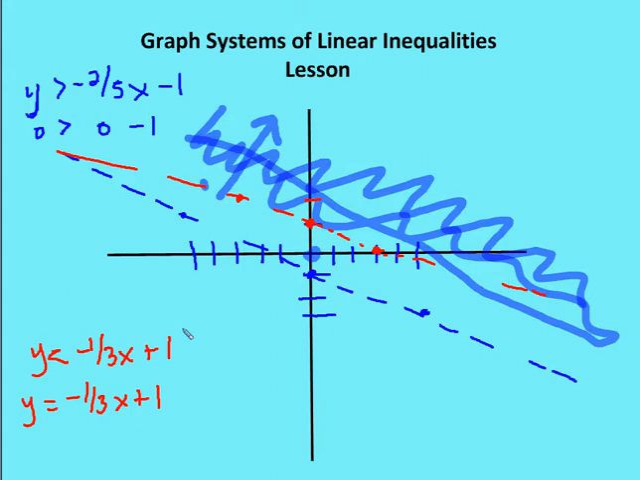Okay, so now I'm going to test a point. Let's test 0, 0 again because that works just as well. We test a point 0, 0, and we'll see if that works. If I have 0 is less than negative 1/3 x, which is 0, plus 1, that's correct. So 0 is going to be part of the solution. It's going to be below the line in this case.